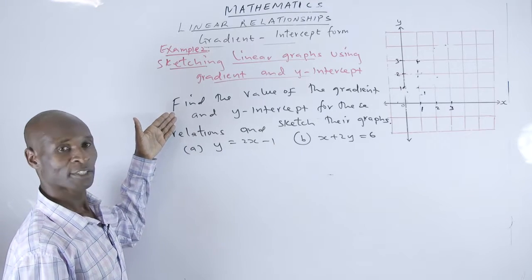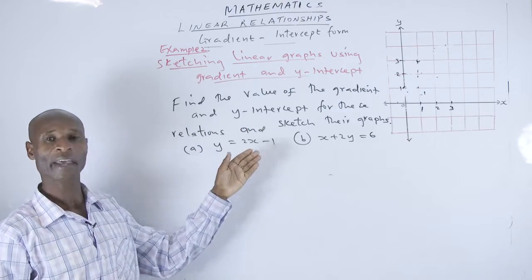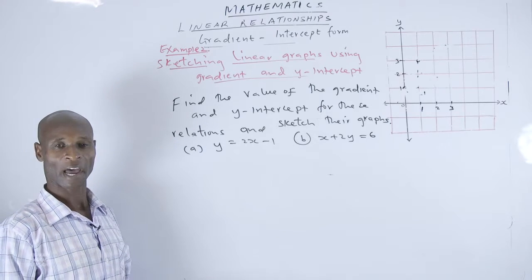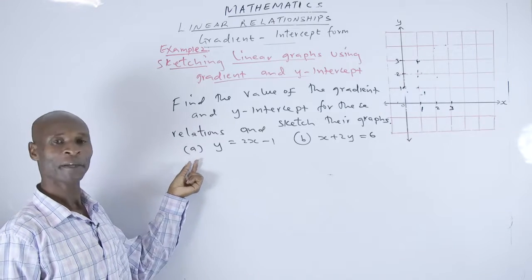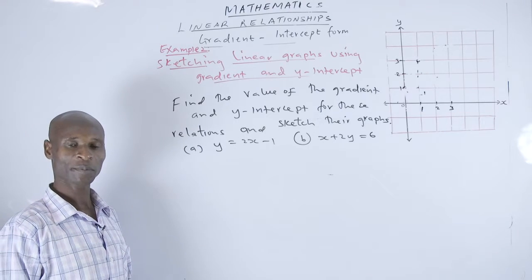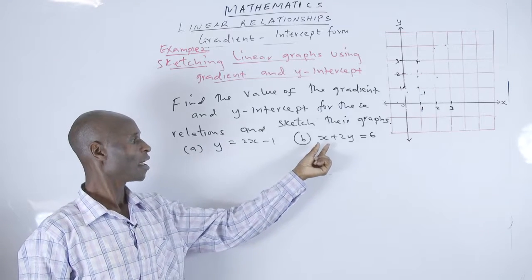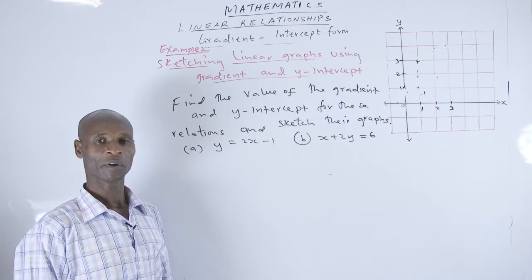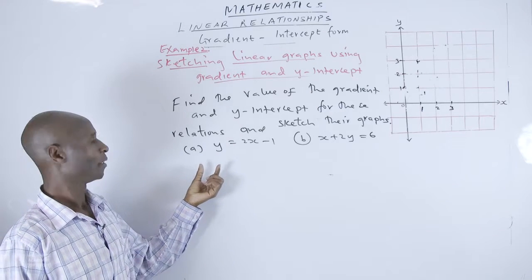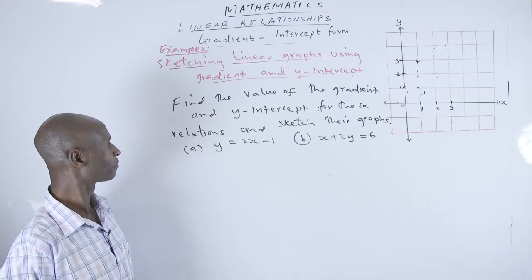Now, the illustration reads as follows. Find the value of the gradient and the y-intercept for these relations and sketch their graphs. So in part A, the relation is y is equal to 2x minus 1. And in part B, x plus 2y is equivalent to 6. Let us start by discussing part A. Y is equal to 2x minus 1.